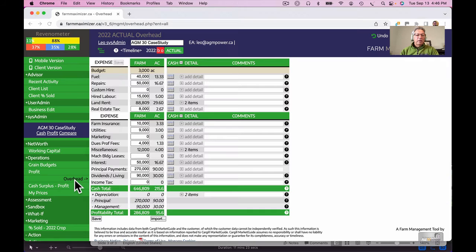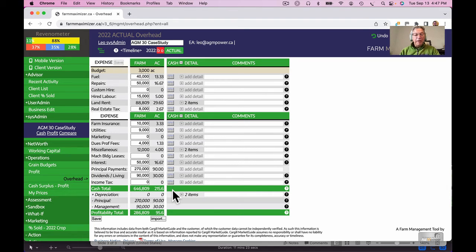It is 18 numbers. Most of these numbers you can get from last year's income statement and then just adjust them up or down depending on the fuel price change. Or maybe there is an acre change, and so you're going to make some adjustments. I do like to see loan payments broken down into principal and interest so that we have that difference between profit and cash surplus.